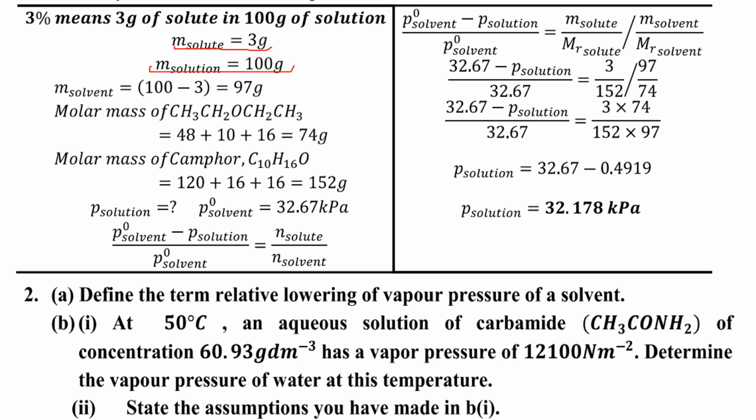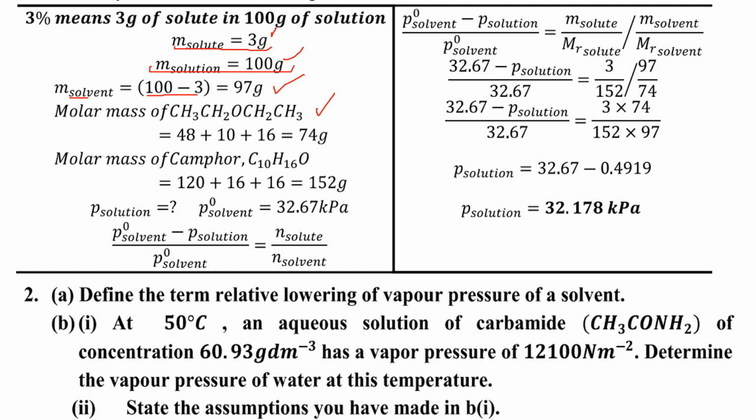Now, since we know the mass of the solute in that solution, we can get the mass of the solvent because the total solution contains 100 grams. So to get the mass of the solvent, we take 100 less the mass of the solute, and we end up with 97 grams. So the molar mass of our solvent, which is ethoxyethane, is equal to... Now, you have to show the calculations for getting each and every component.